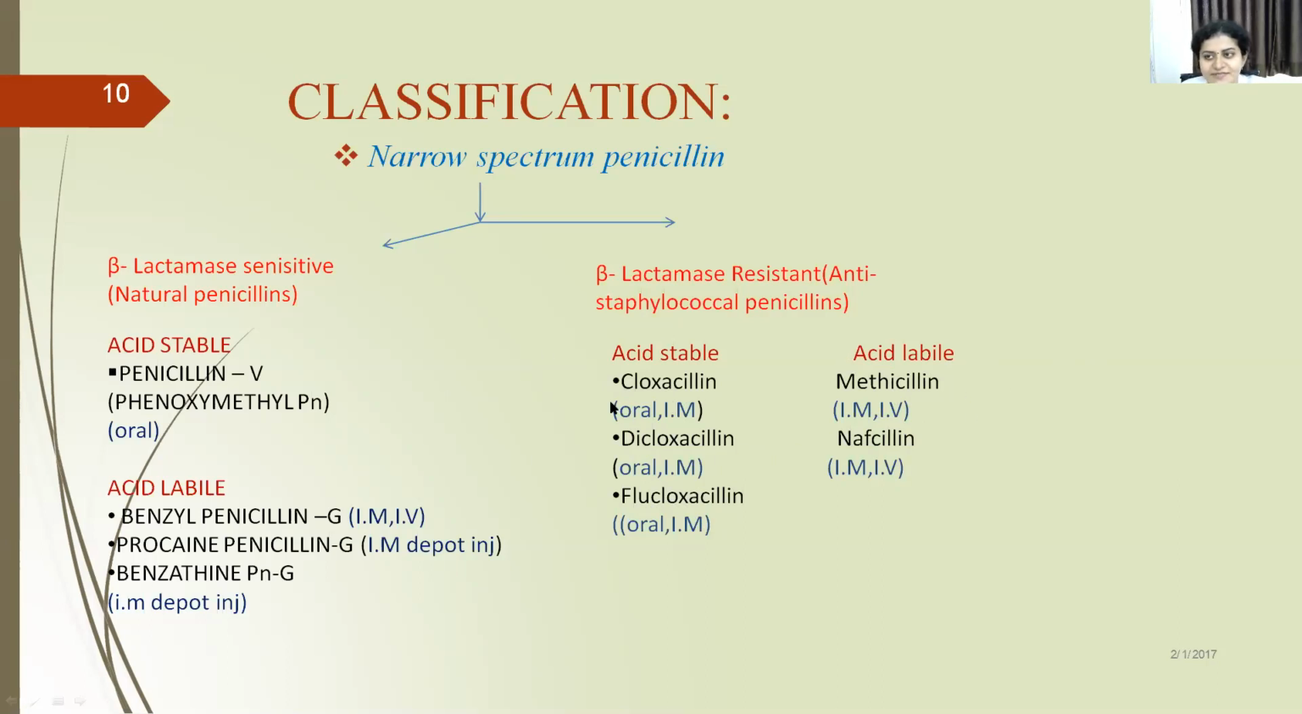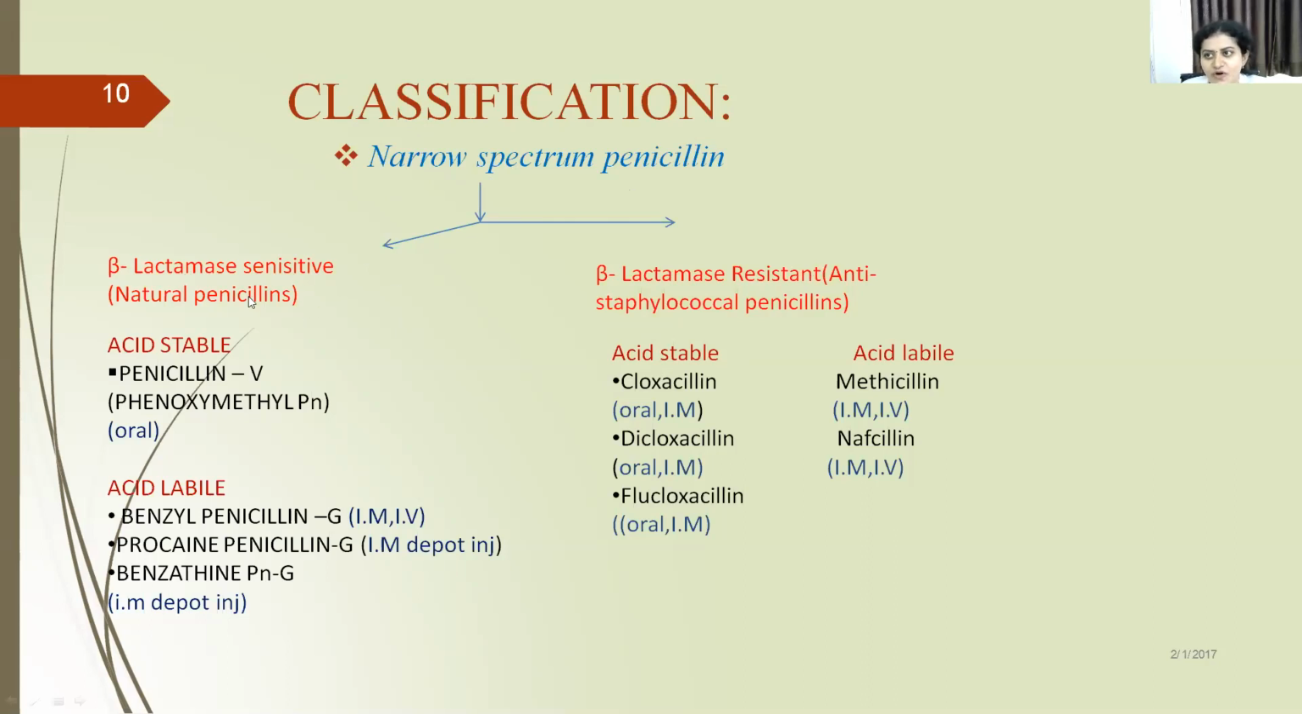So remember, the classification is very important. It is a narrow spectrum group. Why is it called narrow? Because they are effective only against gram-positive bacteria, that includes your gram-positive cocci, gram-positive bacilli, and spirochetes. Okay, and they are not effective against the gram-negative group, that can be your cocci or bacilli. That's why it is called narrow spectrum. And they are divided into two groups, that is beta-lactamase sensitive and beta-lactamase resistant.